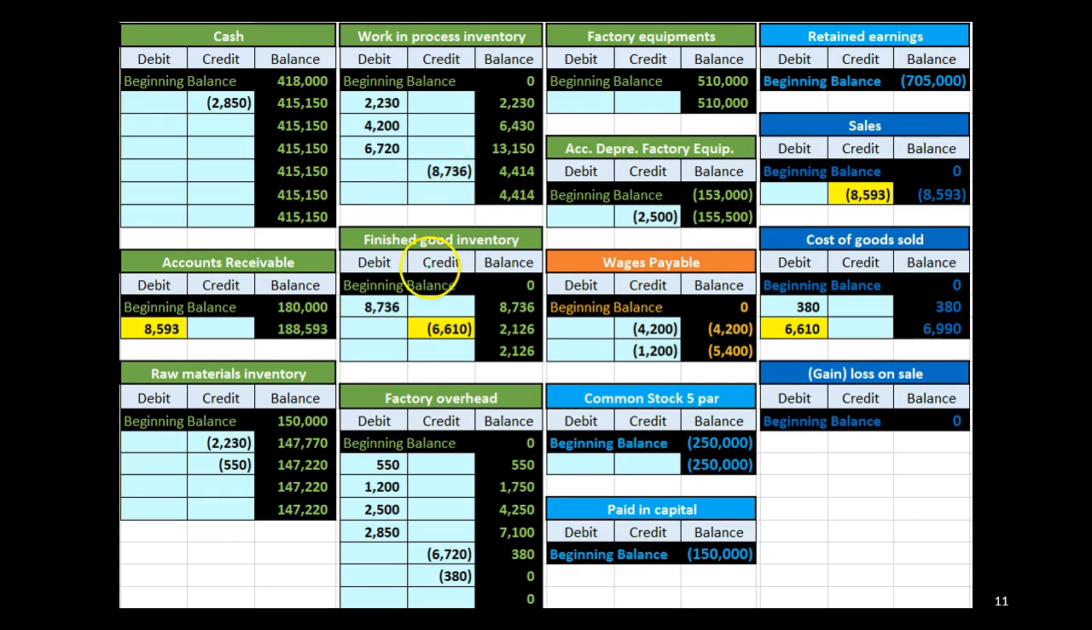Next thing that happens is we debit accounts receivable, bringing it up from 180,000 by 8,593 to 188,593. We see that the revenues, the other side of that, are the same number. It's going from 0 up by a credit of 8,593 to 8,593. And then we see cost of goods sold going from 380 up by 6,610 to 6,990. And finished goods finally is going from 8,736 down by 6,610 to 2,126.